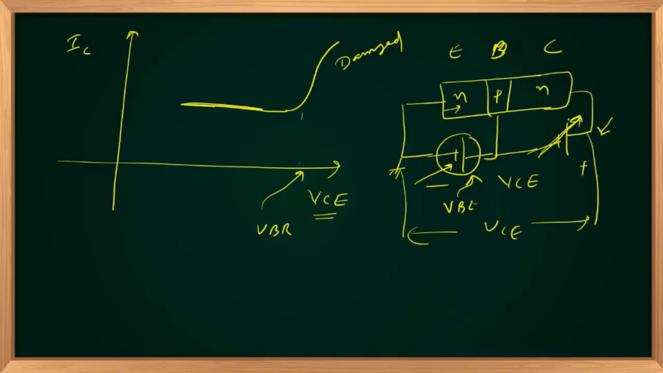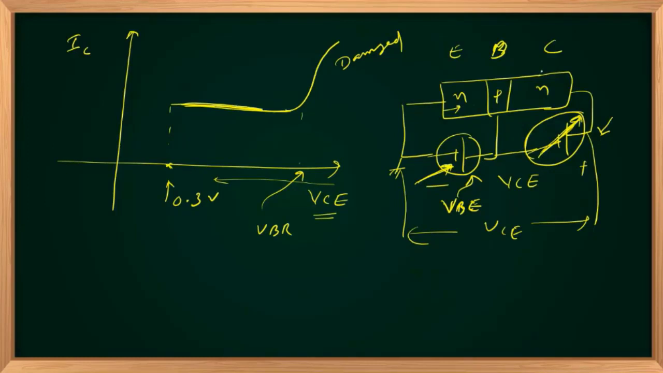And as long as the base collector junction is reverse biased, I will have a constant collector current because the number of electrons emitted is constant due to a constant VBE. Suppose my VCE is in the neighborhood of, let us say, 0.3 volts, right? So I have to decrease this value so that VCE will come nearly 0.2.